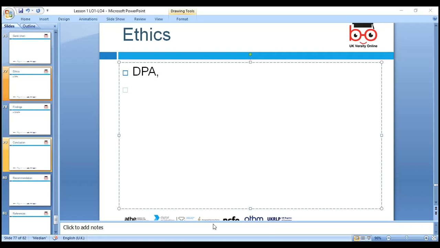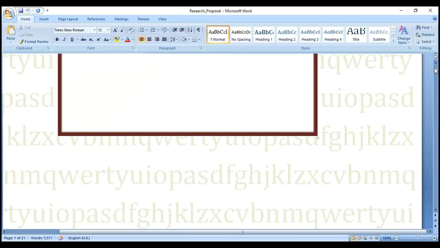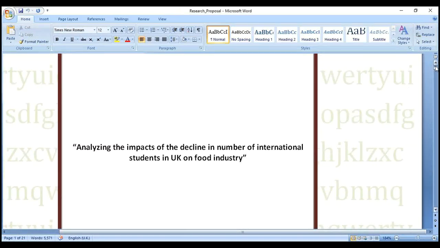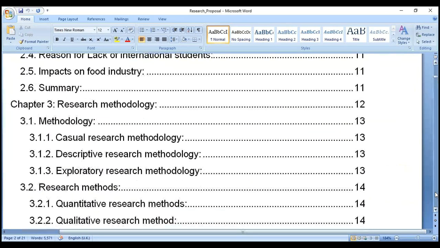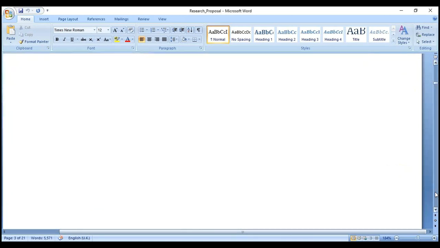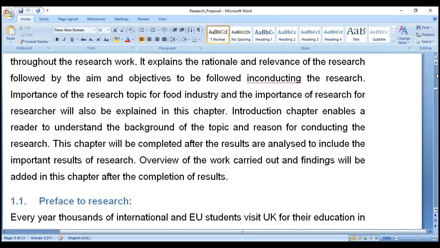So now I'm going to show you some proposals to address this learning outcome. I will ask Raman to upload these as well for you, so you can analyze the impact of the decline in the number of international students in the UK and in the fast food industry. Not properly the wording, but you can set it.